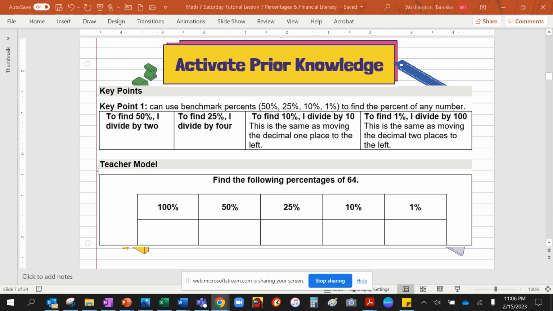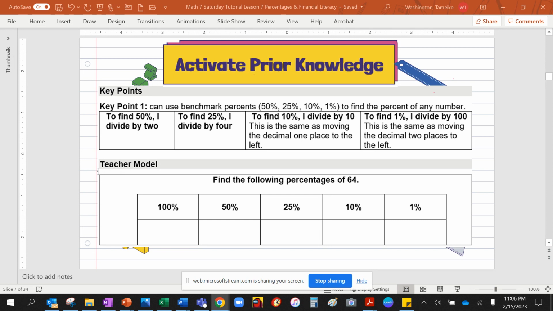So now we're going to activate prior knowledge by looking at some benchmark percentages. The first one says, to find 50%, I can divide by 2. To find 25%, I divide by 4. To find 10%, I divide by 10. And to find 1%, I divide by 100.